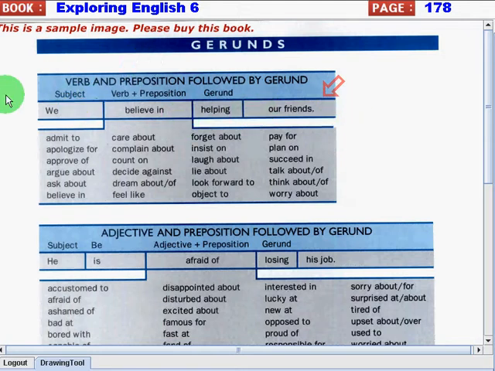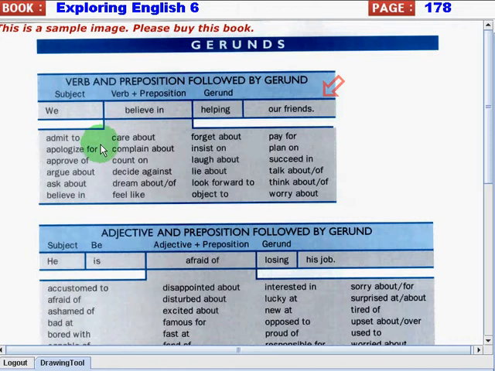Our subject is we, and then our verb is believe. But our verb is followed by a preposition, and that is in. Believe in what? Helping. The word helping here is a gerund, meaning it's a verb that became a noun because we added ing. Okay? Now, let's read more verbs below.